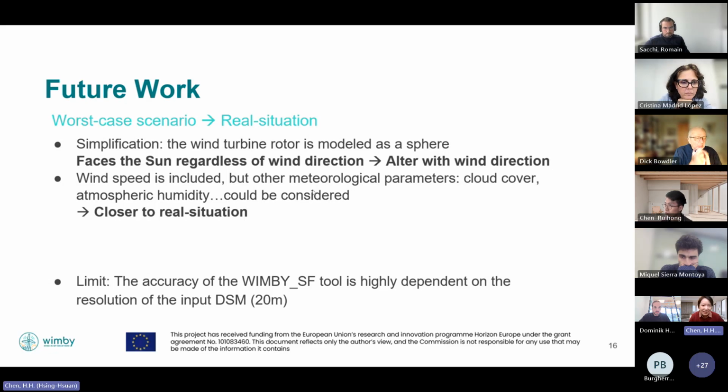I think I'm muted. Okay, so there is still some future work that needs to be improved. First, it is quite simplified. What we showed here is the worst case scenario, where the turbine is always facing the sun, so it casts the largest area of shadow. And also we haven't included the cloudiness and the humidity data, which can improve the real situation simulation. And there's also a limit on the input data that you need.